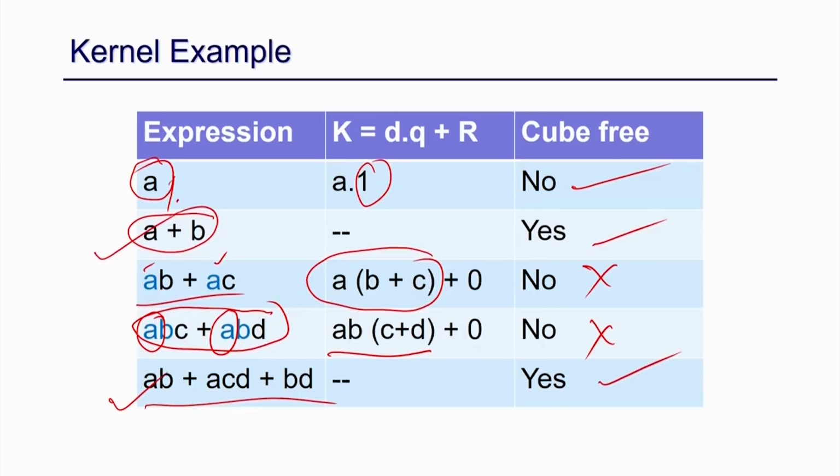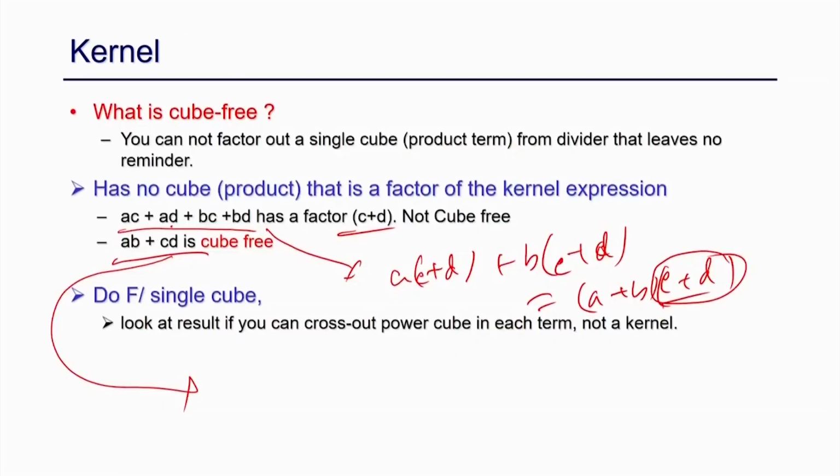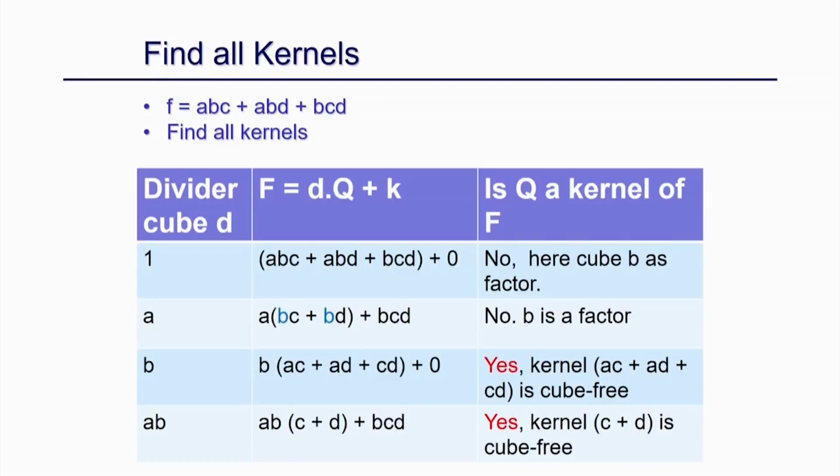So, the idea is, when you divide this function by a single cube, then whatever quotient you get, you try to find out whether it is a kernel or not, right. If it is not a kernel, then there is a common divisor, but if it is a kernel, it means there is no common divisor there. So, that is a kind of unique expression, and then we should look for the common sub expression in that kernel itself. Just to go further here, you might have multiple kernels, right.